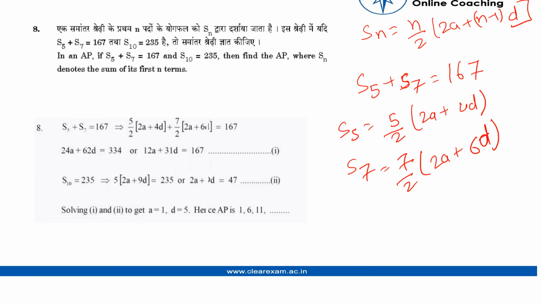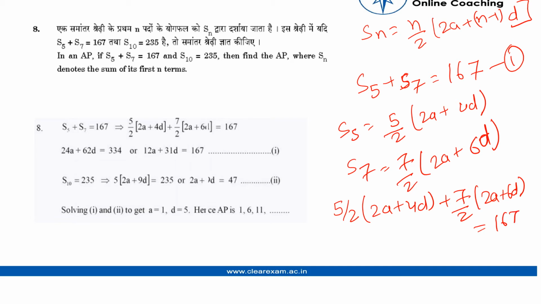And putting these in this first equation, we will get what? 5 by 2 (2a plus 4d) plus 7 by 2 (2a plus 6d), which equals 167. This is our second equation.